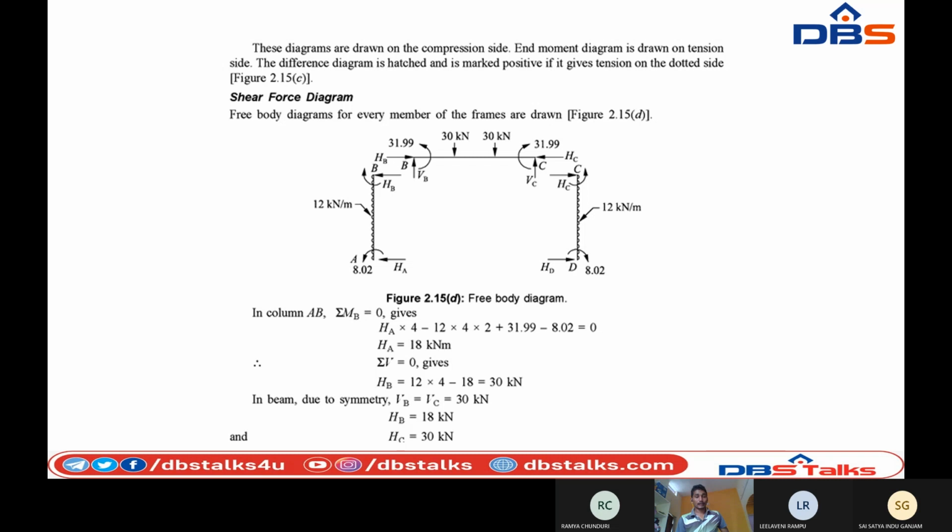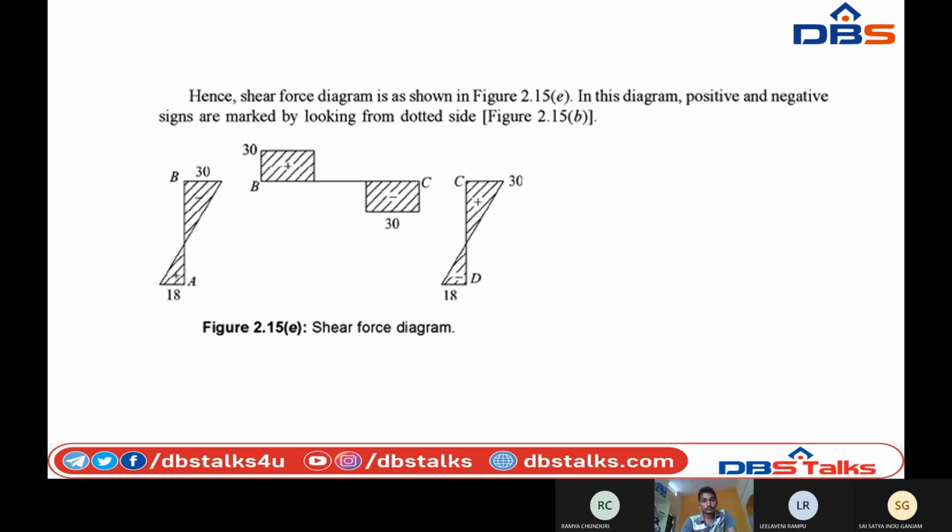In the beam, due to symmetry, VB equals VC equals 30 kN. So we find HB equals 18 kN and HC equals 30 kN. This is the shear force diagram.